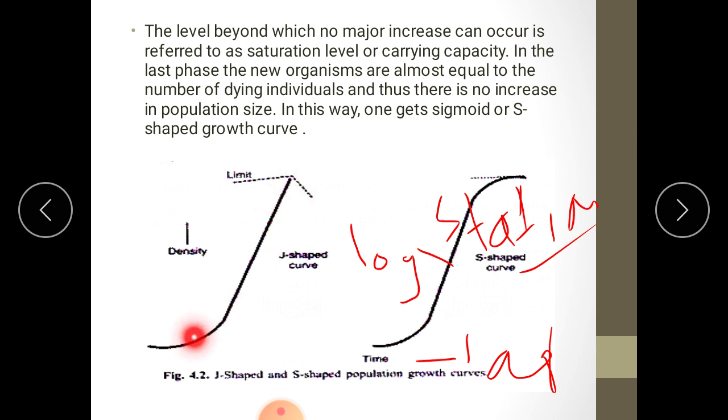Thus, growth of a population shows two types of curves, S-shaped and J-shaped. In most of the cases, S-shaped growth curve is seen. In very few populations, J-shaped growth curve can also be obtained. So this is about a few aspects of population and community ecology.